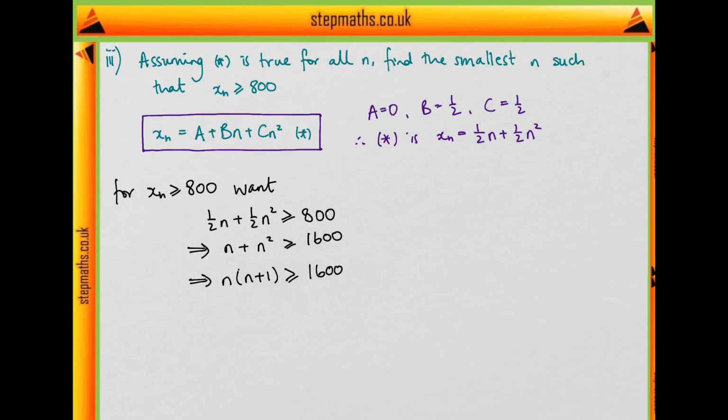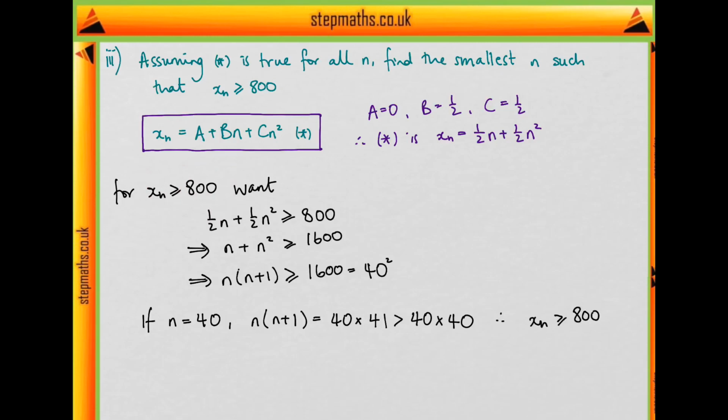Now we can recognize 1600 as 40 squared, and this left-hand side is almost like n squared, so I suppose we should be looking around n equal to 40. Okay, so let's try n equal to 40. Then we see that n times (n plus 1) is 40 times 41, and that's greater than 40 squared. And so this condition is satisfied, so xn is greater than 800.